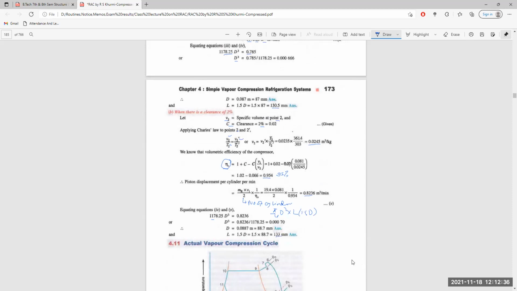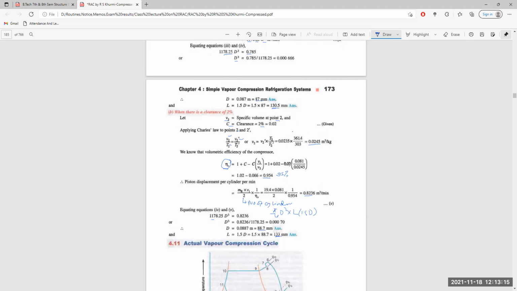133 millimeter. So if we compare, if there is no clearance the diameter will be 87, and if there is a clearance of a certain percent, the diameter has to be increased to 88.7, and accordingly the length also changes. Length is increasing here, and less there. If the compressor is 100% efficient, then the diameter and length requirement is comparatively less.